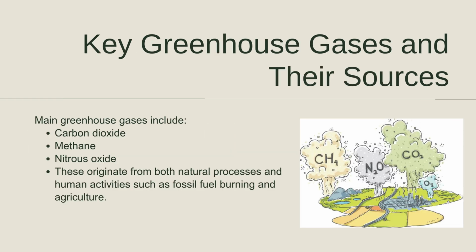Key greenhouse gases and their sources. The main greenhouse gases are carbon dioxide, methane, and nitrous oxide. They come from both natural processes like volcanic activity and wetlands, and human activities such as burning fossil fuels, deforestation, agriculture, and industrial processes.